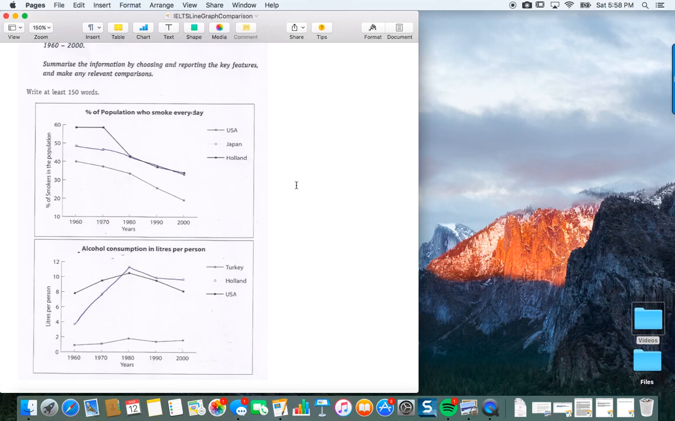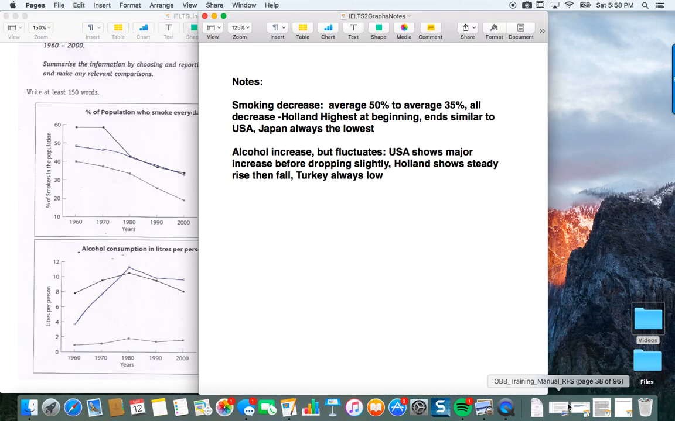All right, welcome back. What did you notice? Let's take a look together at some of the finer details. All right, so here are some notes.